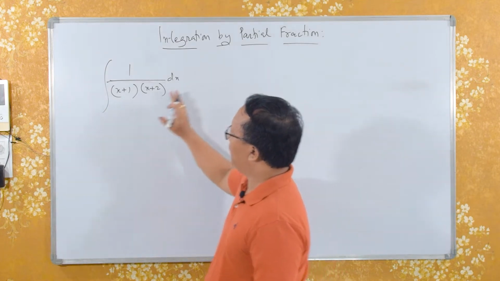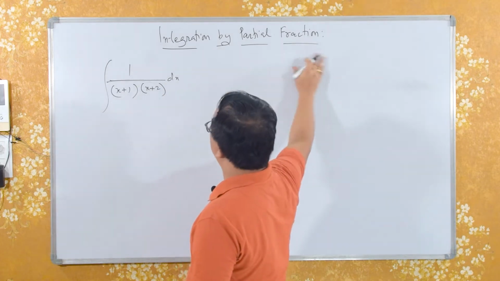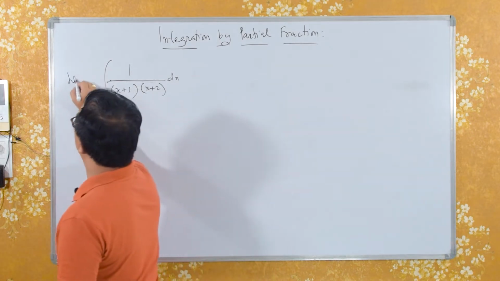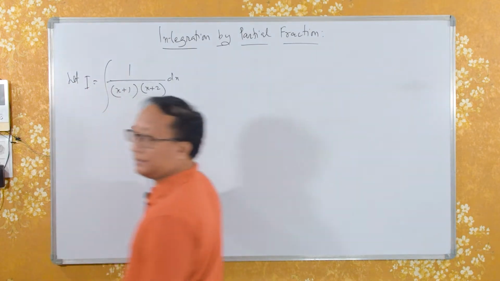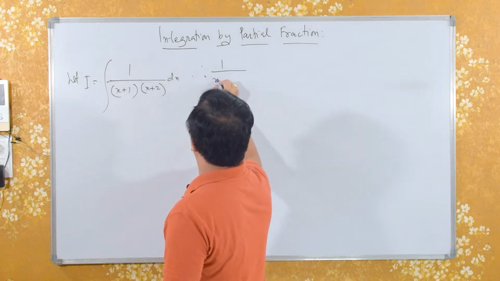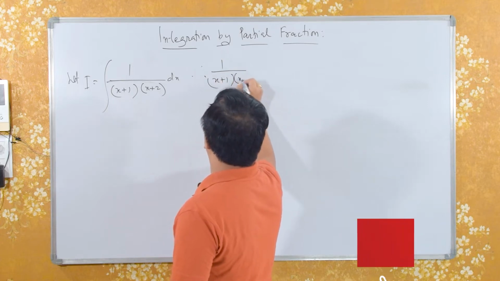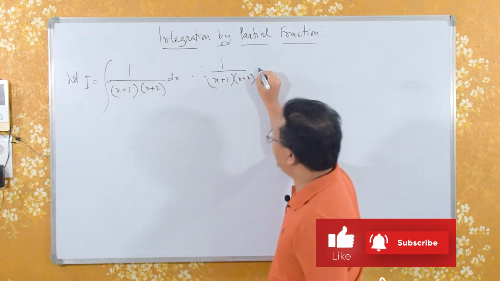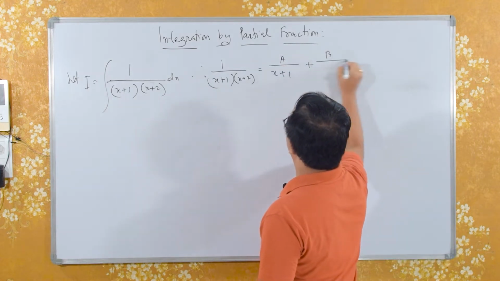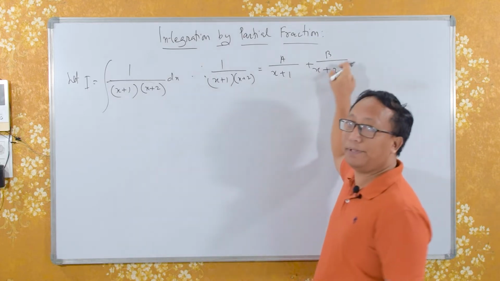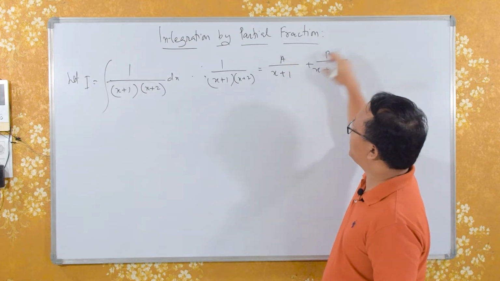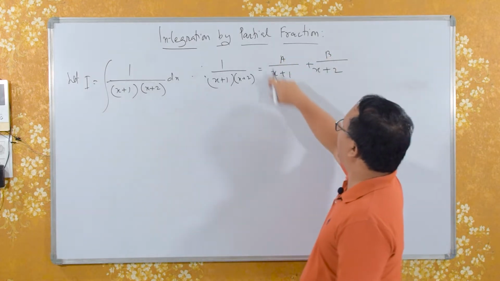Now, in these partial fractions, we will assign some pre-assigned constants. So let I be this. Therefore, 1 upon (x plus 1)(x plus 2) be as A upon x plus 1 plus B upon x plus 2. What are A and B? A and B are the constants we have to find out. Once we have the constants, then we can integrate separately and we'll get the answer.